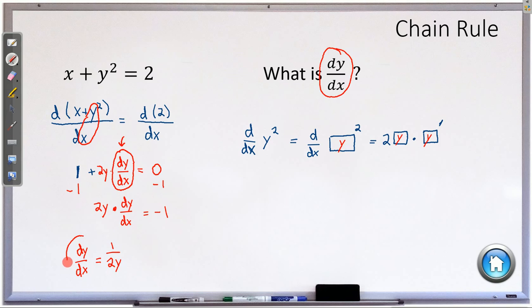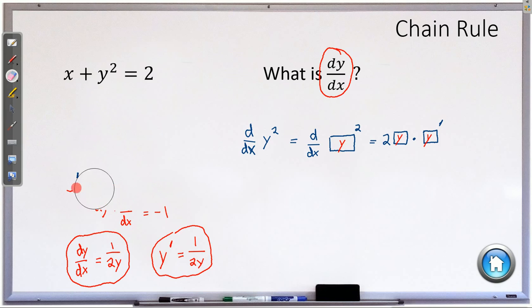And so that is our derivative. So you might see it as dy dx is equal to 1 over 2y, or you might see it as y prime, that's the same thing, is equal to 1 over 2y. Alright, so that's a nice simple example of how to use implicit differentiation. You take the derivative of both sides, and if you have your variables not matching, you have to add that dy dx. Alright, so we got a simple one under our belt.